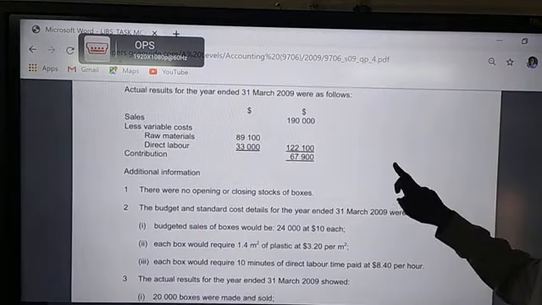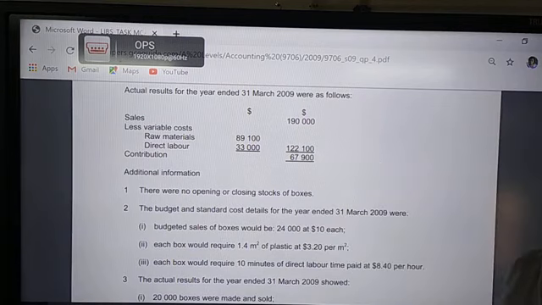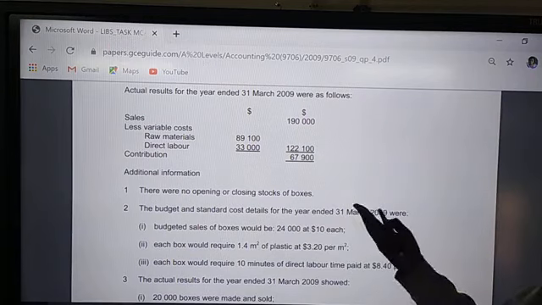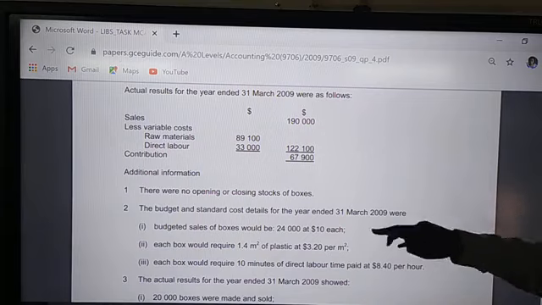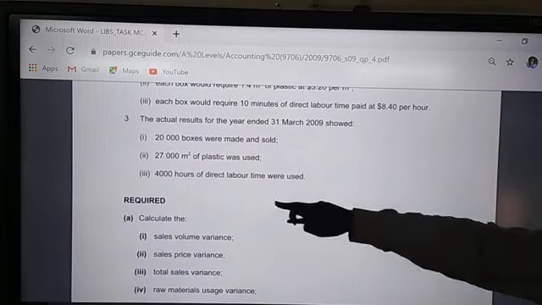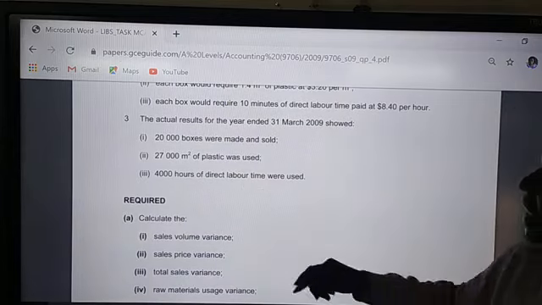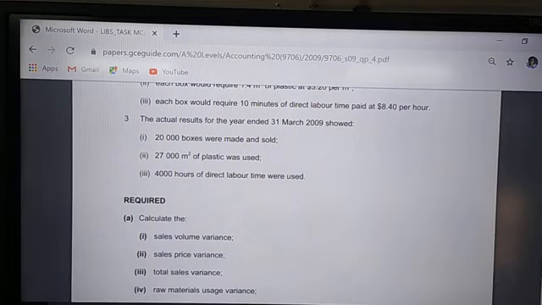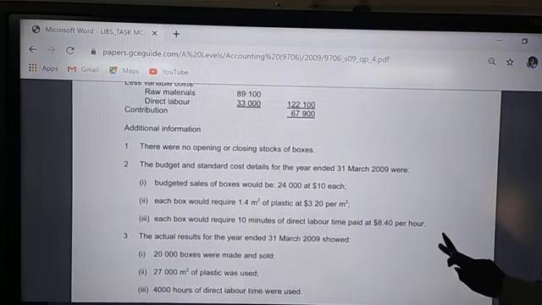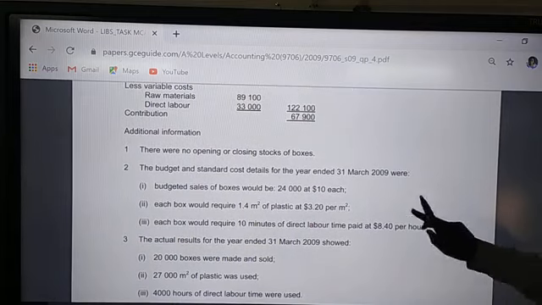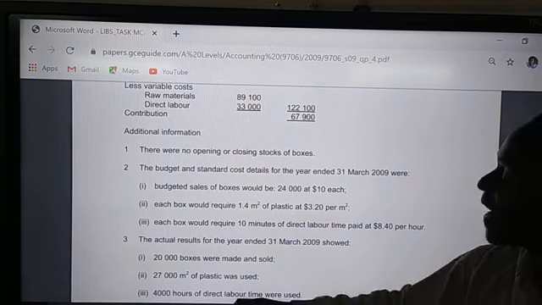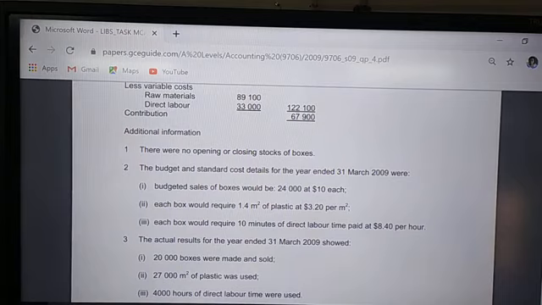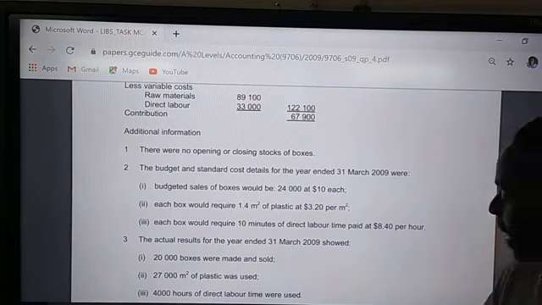So if we check here, direct labor under actual results, they were paid 33,000. But this is not the actual rate. Remember, rate is the amount paid per hour of work, which is 1 hour. So it's 33,000. And how many hours did we actually work? Actual results is 4,000. So we are going to say 33,000, the actual cost of labor, divided by 4,000 hours. Then we get the actual rate per hour.